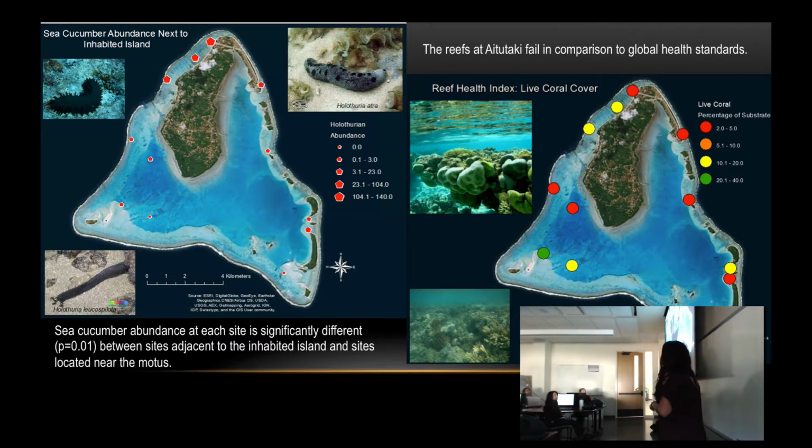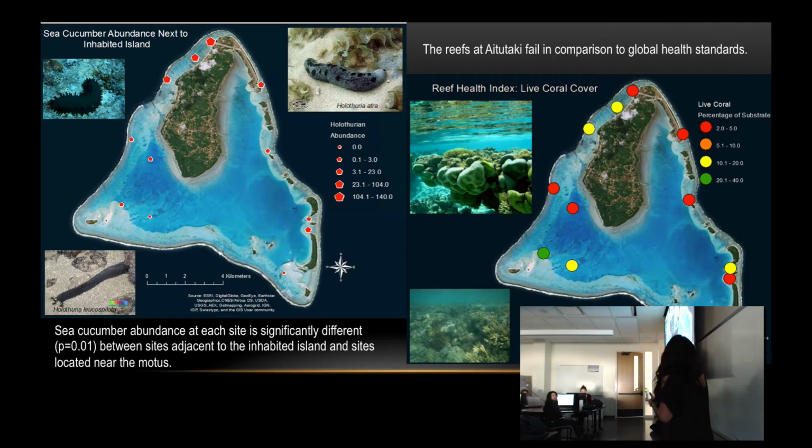So sea cucumbers are filter feeders, and so they're an indicator of excess nutrients in the water. So the Cook Islands still uses DDT and other agricultural pesticides, and so you can see, the main little island there in the middle is where everybody lives, and so there's a higher abundance of sea cucumbers around there, which means that some of the things that they're doing on the mainland could be impacting the water.